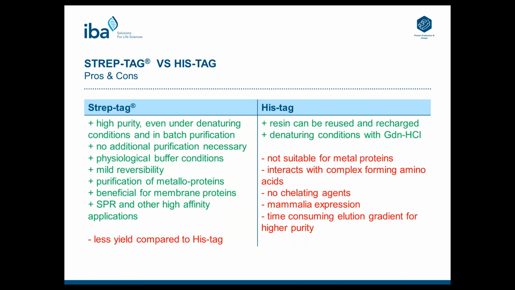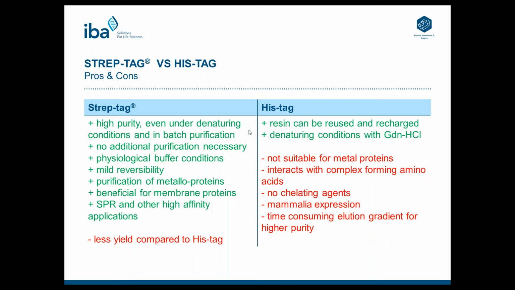Different proteins require different purification conditions, but in general you obtain a higher purity using the Strep-tag system, even under denaturing conditions and in batch purification. And no additional purification would be necessary for downstream applications using the Strep-tag system. The Strep-tag system uses physiological buffer conditions, which is beneficial, for example, for enzymes or metalloproteins or protein-protein interactions. And the system uses a mild reversibility due to the addition of biotin or desthiobiotin, which compete with the tag for the biotin binding site on Strep-Tactin or Strep-Tactin XT.